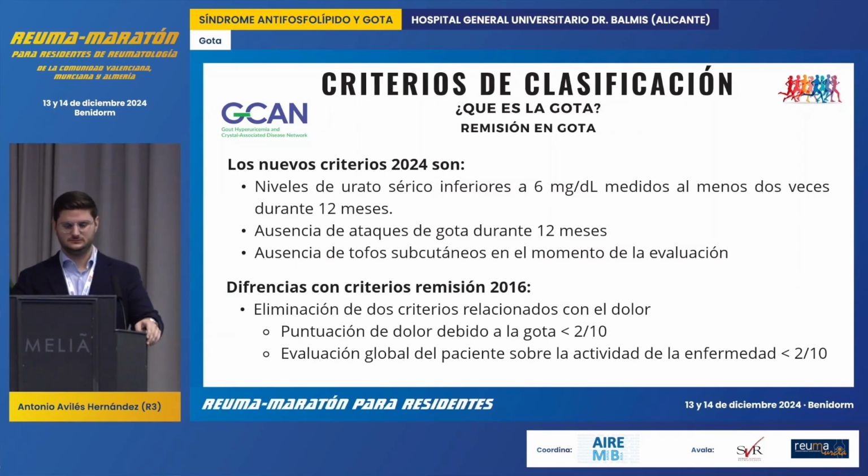They tell us that to define gout as being in remission, we need a patient with urate levels consistently below 6 mg per deciliter, which should be measured at least twice in the past year, ensuring there have been no gout attacks during that entire year and absolutely no presence of tophi. The difference from the 2016 criteria is that the pain scores have been removed, which previously required the pain to be minimal, at 2 out of 10 on a visual analog scale, and the patient's global assessment of their disease activity also had to be below 2.